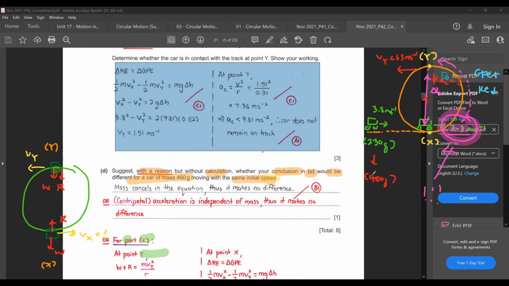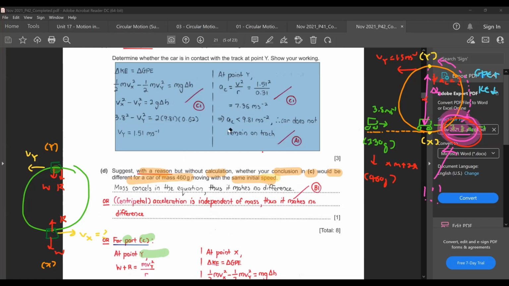And the car is still moving at 3.8 meters per second squared. If the mass is now double, but the speed is still the same, would my car still be able to complete the circle? Would it still remain in contact with the track at the top? So the answer is that yes, it will still remain in contact. It makes no difference.